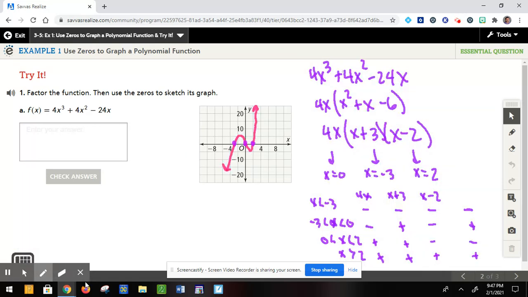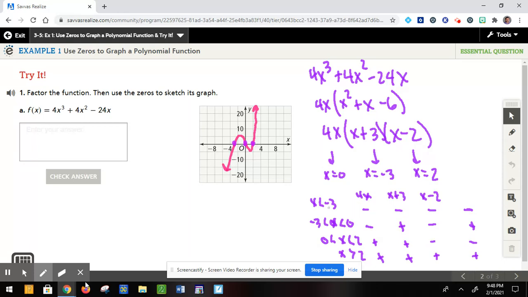So I first factored a 4x as a GCF out, and I was left with a quadratic, x squared plus x minus 6, and that factored into x plus 3 and x minus 2. Now I have my zeros. They're at 0, -3, and 2. So I plotted them there.